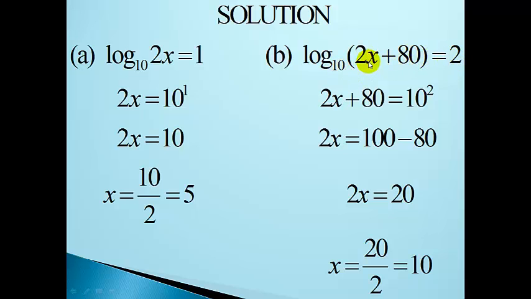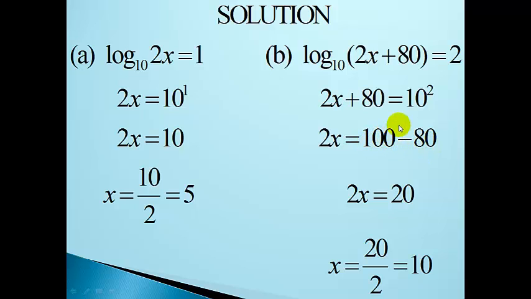Now B, given log 2x plus 80 to the base 10 equals 2. We can see that from the definition of logarithm, 10 raised to the power 2 is equal to 2x plus 80. That means that 2x plus 80 is equal to 10 raised to the power 2, and 10 raised to the power 2 equals 100. Now because we are solving for x, plus 80 on the left hand side becomes minus 80 on the right hand side. So we have 2x equals 100 minus 80.